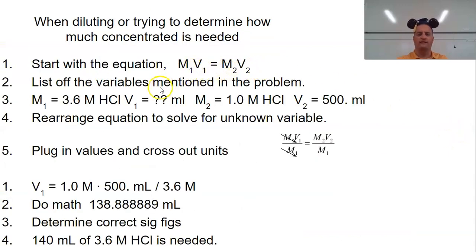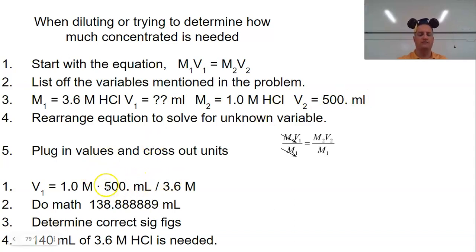Diluting, quite the same. List off your variables. You want to list these off so you kind of organize them. And one of the things is that you want to keep your volumes constant. It doesn't have to be in liters. Molarity is always going to be the same. There is no other concentration factor that we would use. But it could be milliliters, microliters, kiloliters, liters, as long as they're the same.